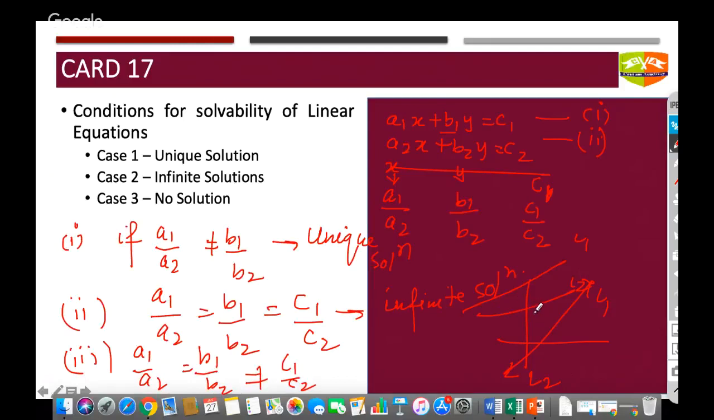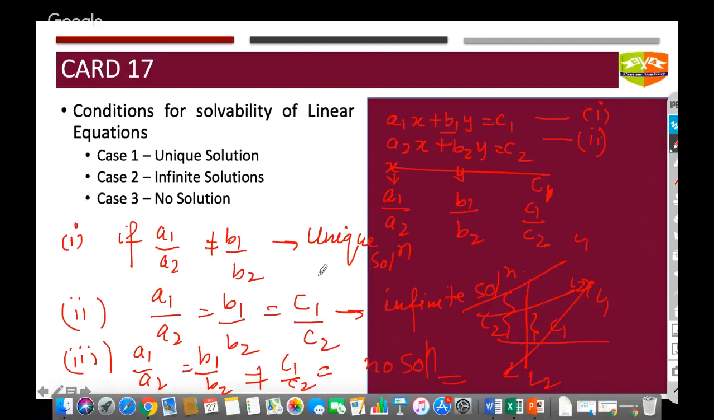What do I mean by c1 and c2 are y-intercepts? If the y-intercepts are not equal and the slopes are equal, it means the two lines are parallel to each other. And if they are parallel to each other, you will not get any solution. So no solution here. So these are the three conditions. Just write it down before I start solving the question on this concept.